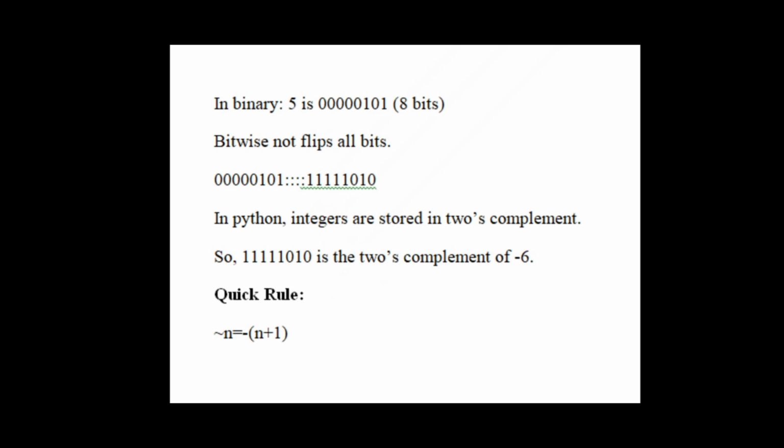Now in Python, integers are stored in 2's complement. So 11111010 is the 2's complement of -6. Now one quick rule is there: NOT n equals minus of n plus 1. Simply straightforward. So NOT 5 means minus of 5 plus 1, that means -6. If you take 6, NOT 6 equals minus of 6 plus 1, equals -7, like that.